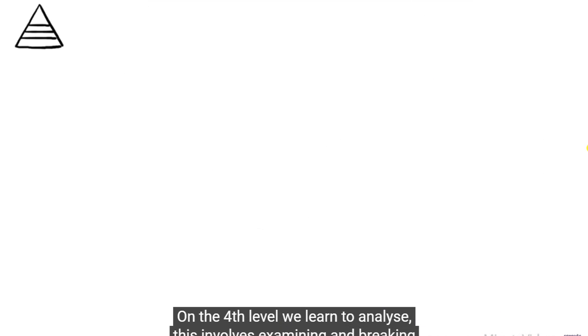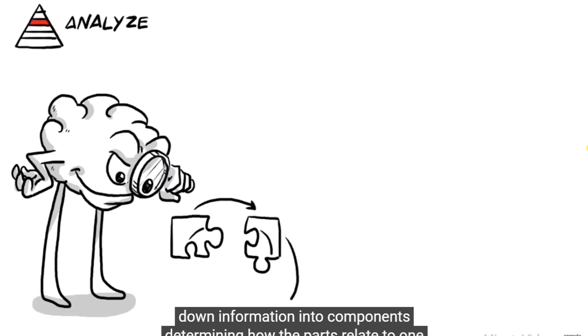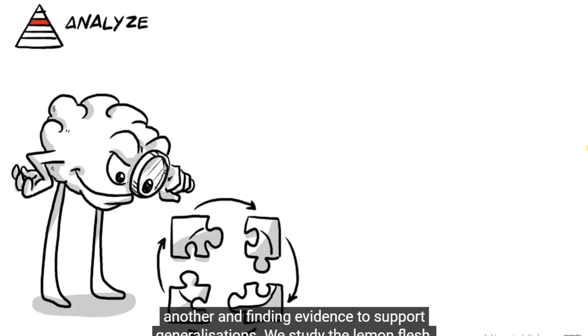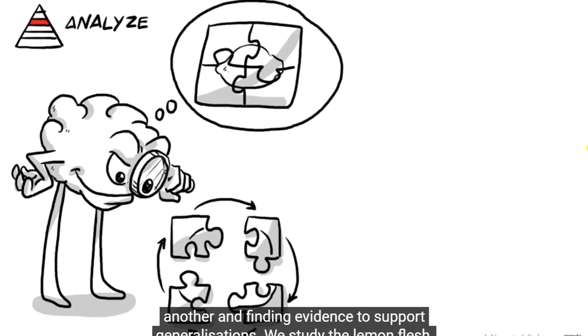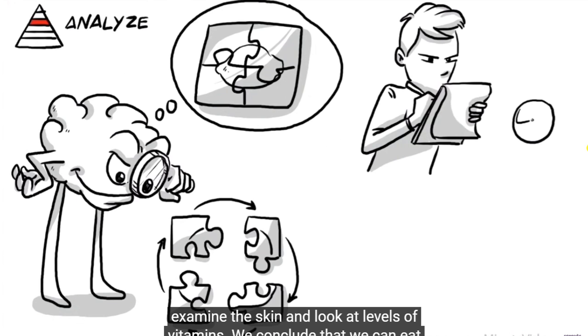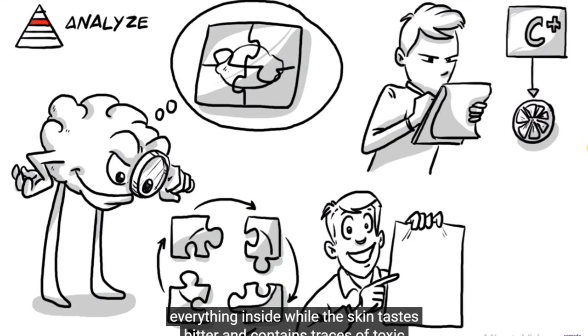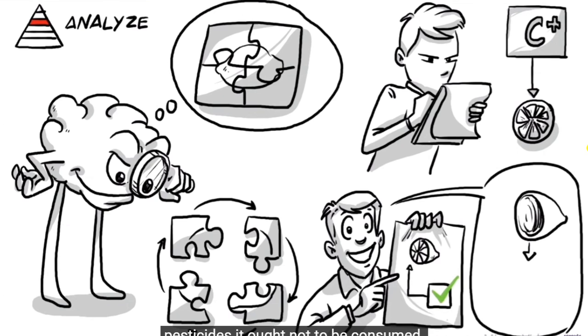On the fourth level, we learn to analyze. This involves examining and breaking down information into components, determining how the parts relate to one another, and finding evidence to support generalizations. We study the lemon flesh, examine the skin, and look at levels of vitamins. We conclude that we can eat everything inside, while the skin tastes bitter and contains traces of toxic pesticides. It ought not to be consumed.